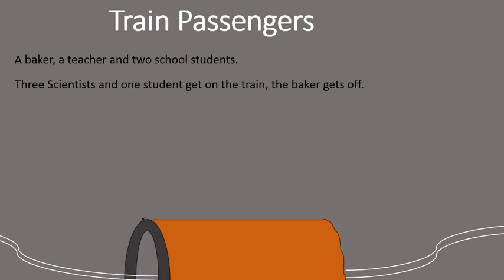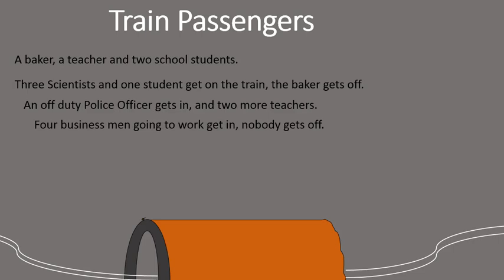tunnel. You're not going to see the train anymore, but an off-duty police officer gets in, and two more teachers get in. Then at the next stop, four businessmen going to work get in, but nobody gets off. At the final stop, they're in a tunnel, you can't see them.